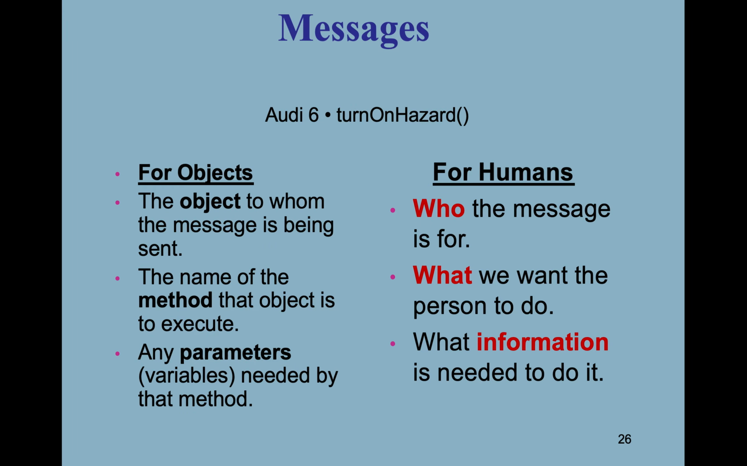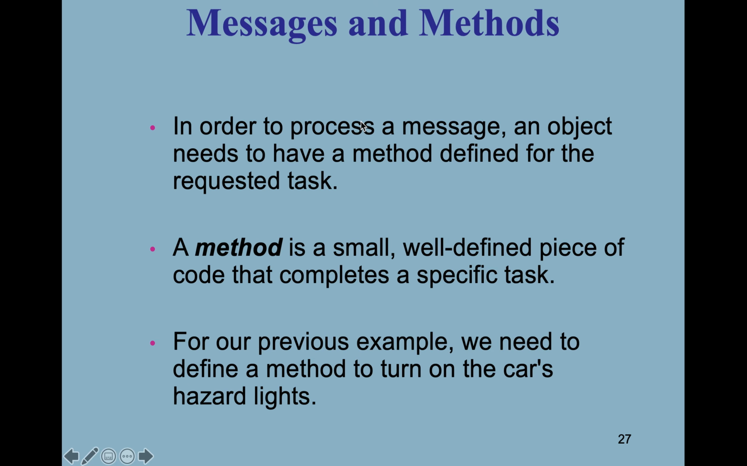So messages. So for objects, and then here we have for humans, which means the object-oriented terminology is on the left and English is on the right. The object to whom the message is being sent is who the message is for. The name of the method of the object is what we want the person to do. And any parameters or variables needed are what information is needed to do it. So it's kind of the translation between objects and humans in terms of what the methods are actually doing. This is Audi.turn on hazards, the name of a method.